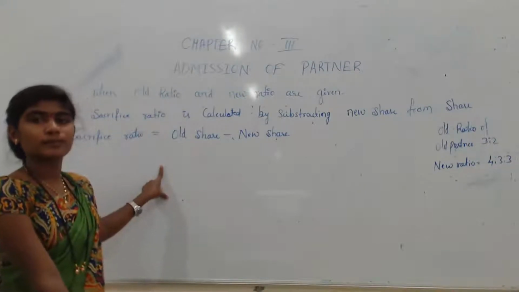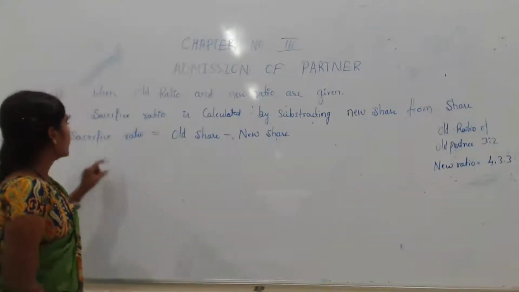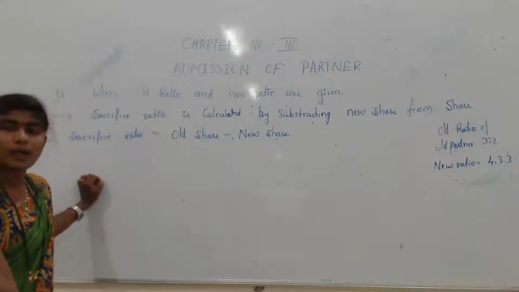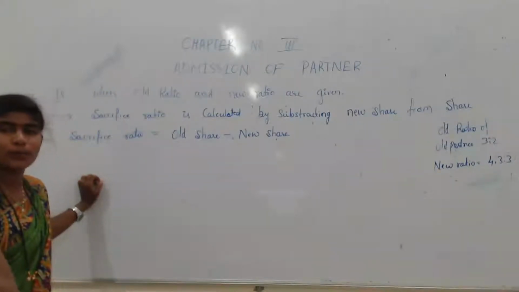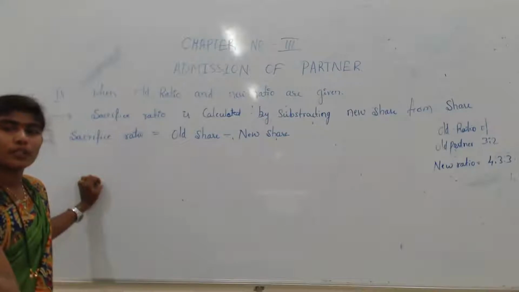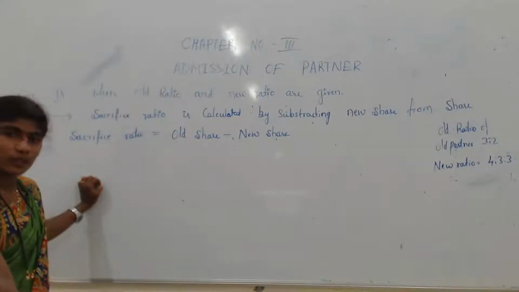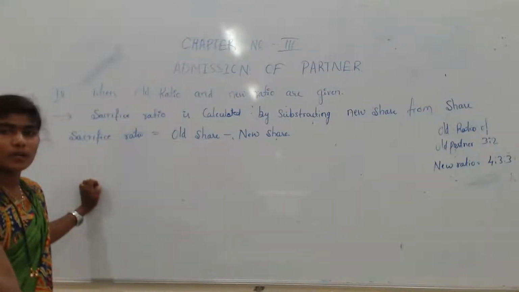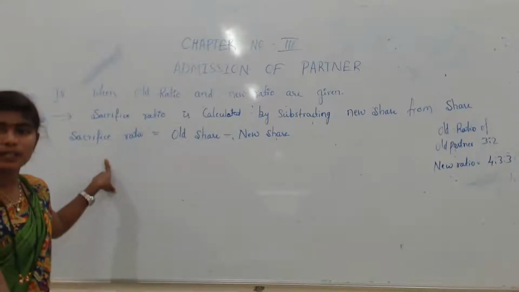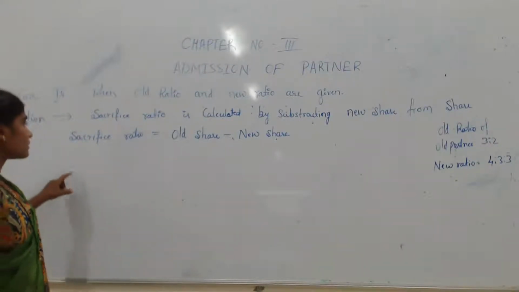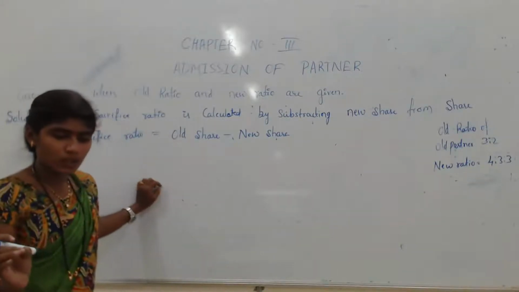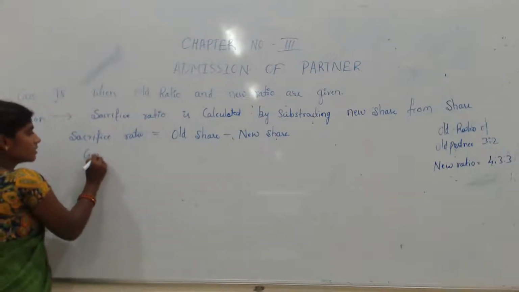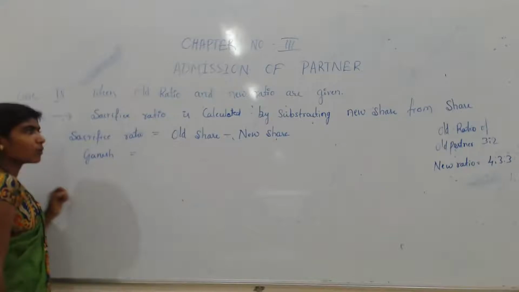to calculate sacrifice ratio. We are calculating sacrifice ratio for only old partners because old partners only sacrifice their part of profit or their part of share of profit to a new partner. So sacrifice ratio is completely connected with the old partner. So now we have to calculate old partners' sacrifice ratio. Who is the first partner? Ganesh and Girish are old partners. So first we are calculating Ganesh's sacrifice ratio is equal to, what is the formula?